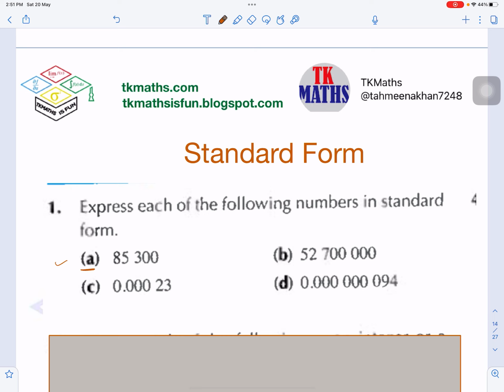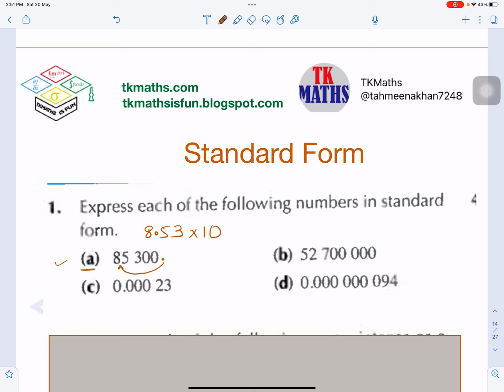Number A, 85,300. Right, now when you do not see a decimal here, actually it is at the end. So you have to bring this decimal here. So this number should look like 8.53, right? Into 10 power something. Now what is that something? Now we must remember one thing here.